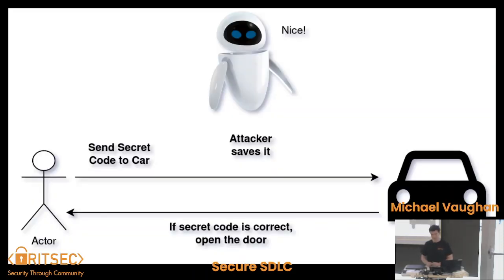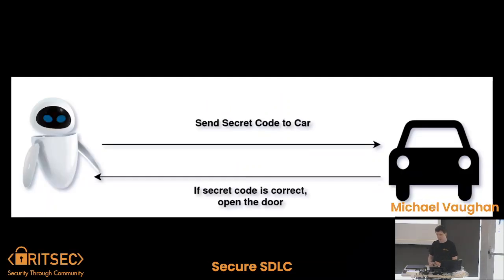Well, let's consider an alternative scenario. You send your key to your car, and Eve is in the middle, and Eve actually saves that because it's radio, and you can just receive that signal. And, well, the good news is that your code is still the same, so you still get into your car. The bad news is that Eve also has your code.